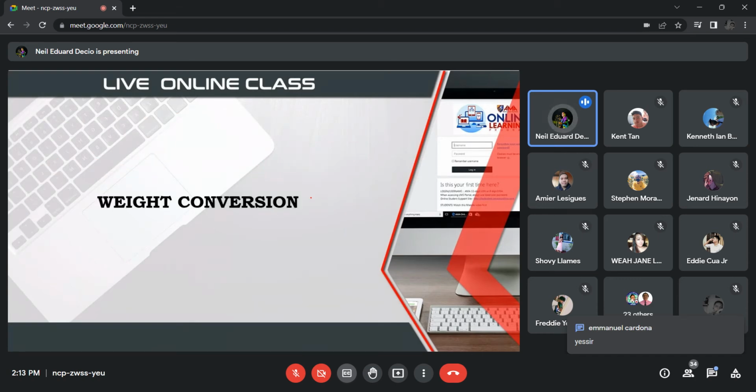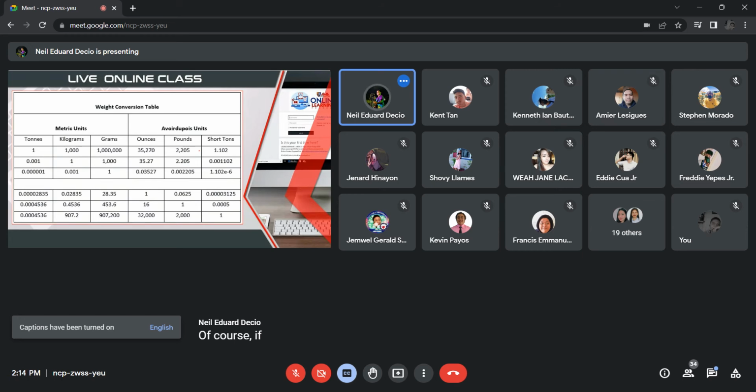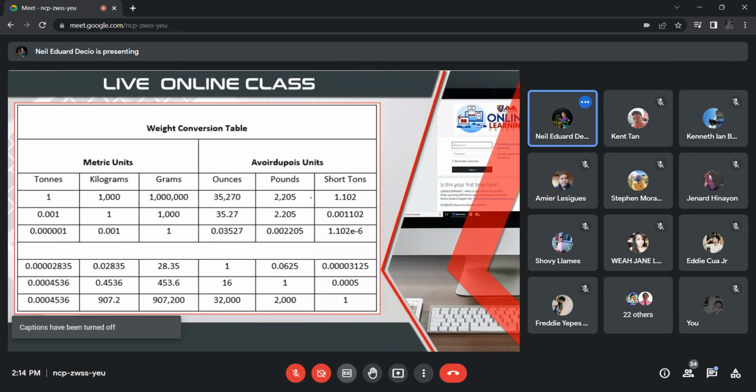Okay. So let's move on to the weight conversions. And then, so yung unit natin is called avoirdupois. But then in French, it's avoirdupois units. Okay. So, of course, if weight, okay, weight conversion. So yung base natin dito is, ano yung base natin? Gram, di ba? Yeah, gram. This is our base unit, yung gram.